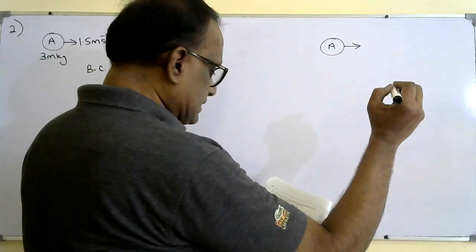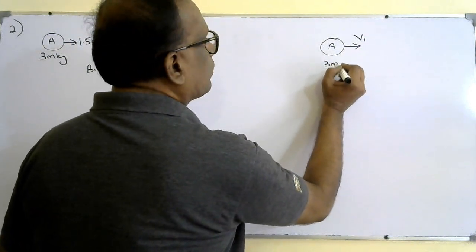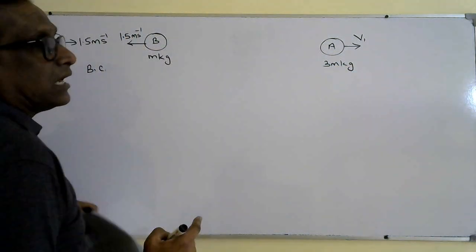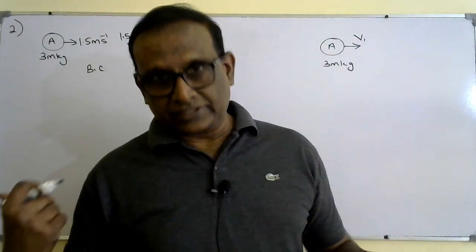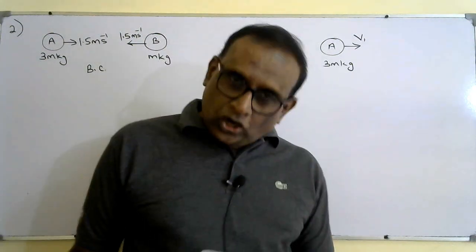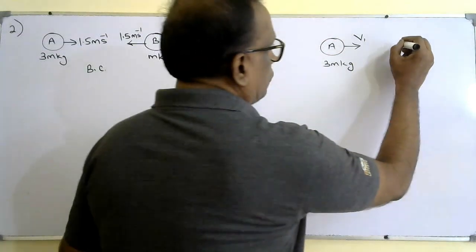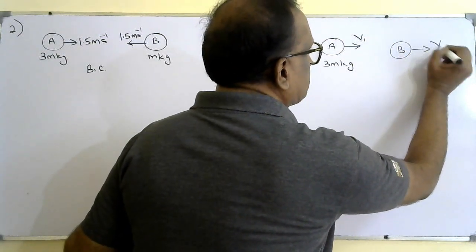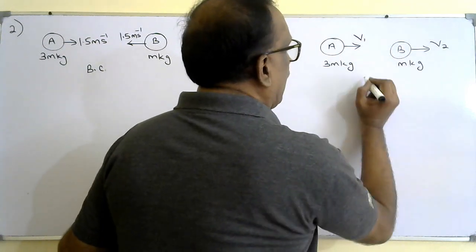If I say the speed is V1, this is 3m kilogram. After collision B also should move towards right, because B can't pass through A to the left. So B also has to move in the same direction as A. The speed I'll say V2, that is m kilogram after collision.